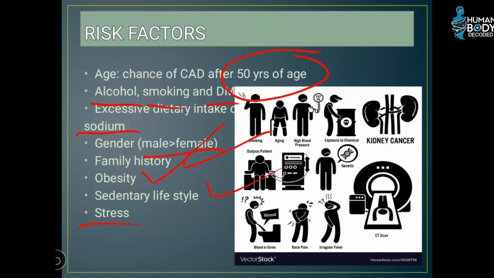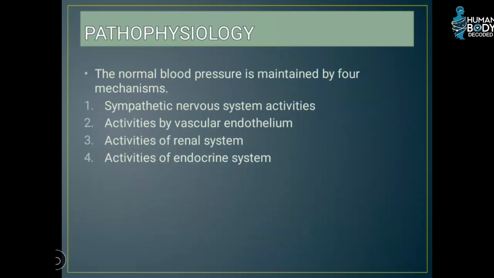If someone is under stress, facing anxiety or depression, they are also at a higher risk of hypertension. Now let's move to the pathophysiology. The normal blood pressure of our body is maintained through four mechanisms.